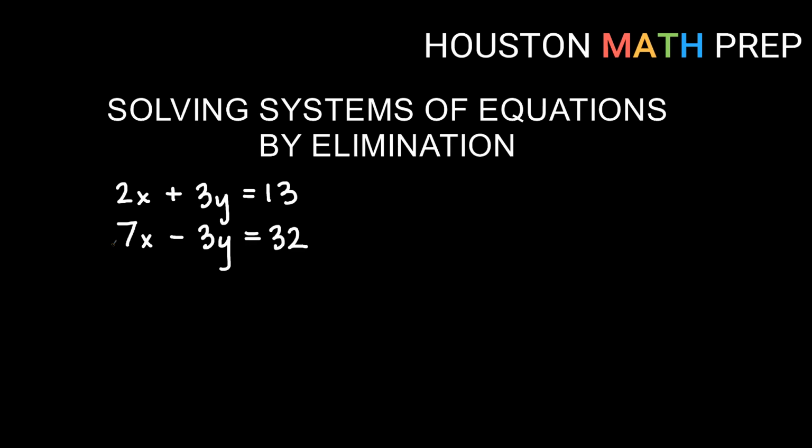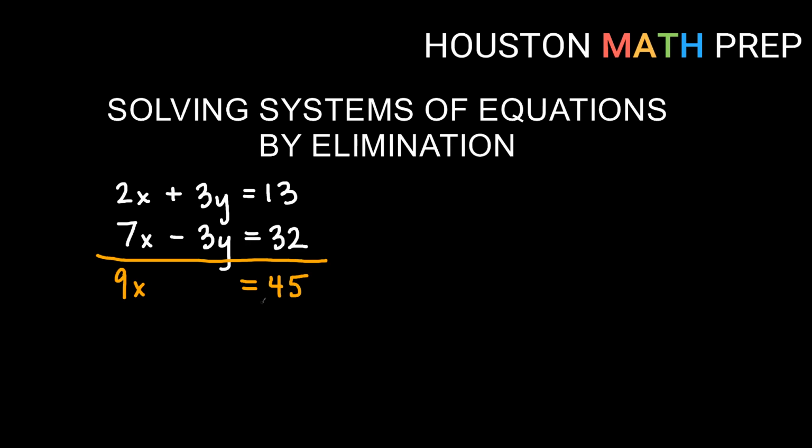This first one I've set up really basic. You might be able to see already that if I add these equations together, the y terms are going to add up to 0. If I simply add these equations together, 2x plus 7x gives me 9x. But 3y minus 3y gives me 0y, right? So I really don't get any y terms. Over here, 13 plus 32 gives me 45. So we have that ability to just simply add together, and we still have a true statement.